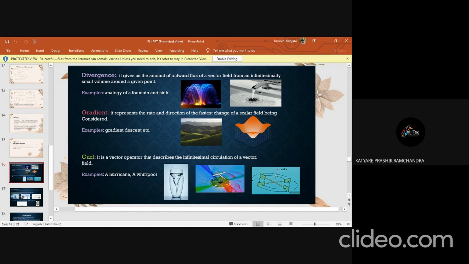Gradient. It represents the rate and direction of the fastest change of the scalar field being considered. Example, gradient descent. The gradient tells us the rate of change of one variable with respect to another. Curl. It is a vector operator that describes the infinitesimal circulation of a vector field. Example, a hurricane or a whirlpool. Curl is a form of differentiation for vector fields.